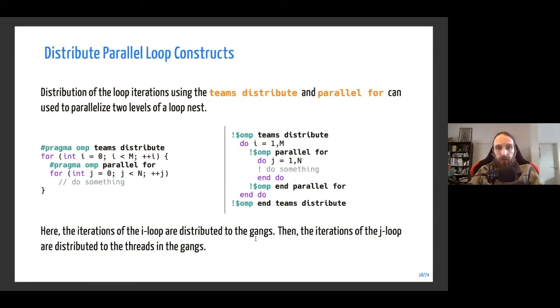And of course, you can split the way you distribute the work. If you have a nest of loops, for example, with 2 loops, you can first distribute one of the loops to the teams. Okay, so basically the I iterations will be executed by the master thread of each team. So it will be distributed to the master thread of each team. And then you can share the work of the J loop to the threads inside of the team.